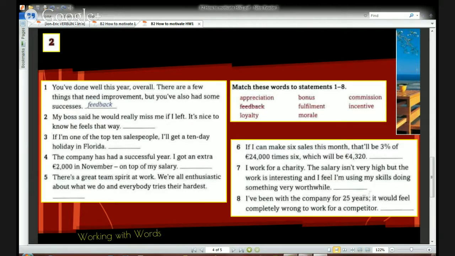I think it's appreciation. Okay, yeah. It's appreciation. Yes, I think so. So if you're leaving and the boss misses you, it means that you must have done a good job. You felt appreciated. Yeah, I think it's probably the best word here. I appreciate you. I appreciate you too.